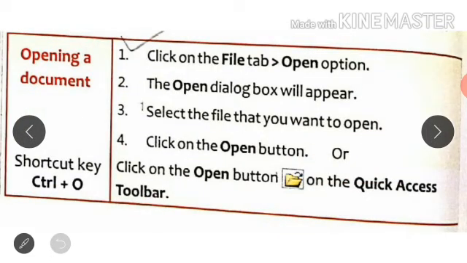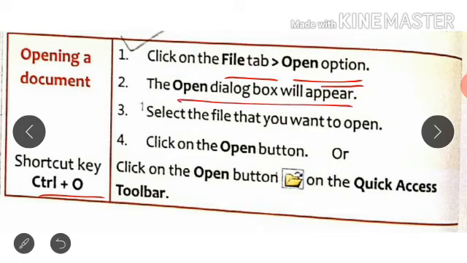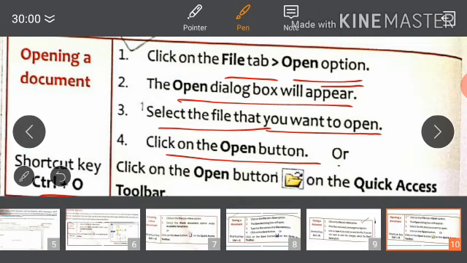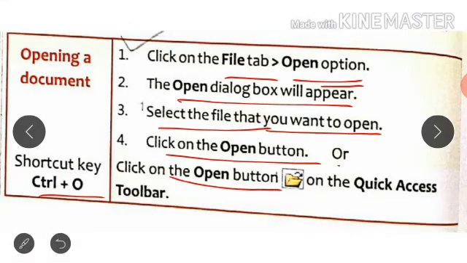Now opening a document, the shortcut key is Ctrl+O. First you click the File tab, then the Open option is there. When you click the Open option, the Open dialog box will appear. Then select the file that you want to open and click on the Open button, or click on the Open button on the quick access toolbar.